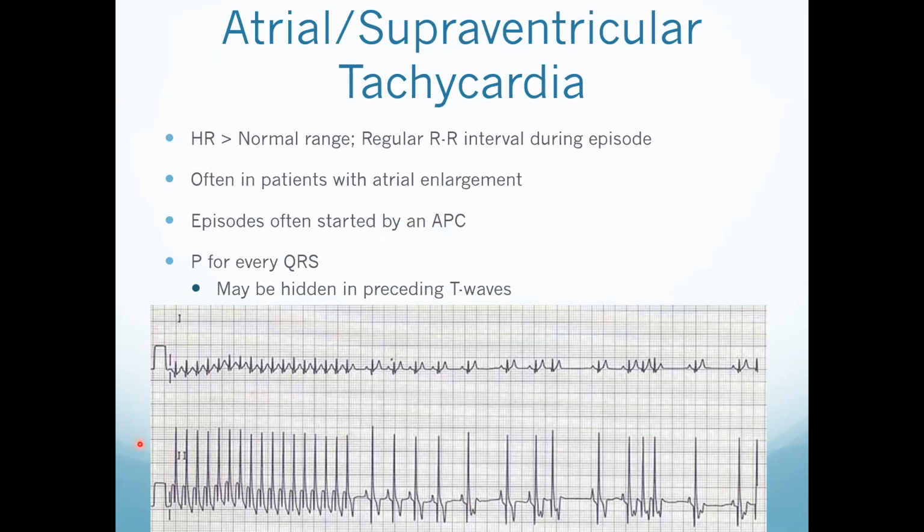Oftentimes there'll be one APC that starts a run and then the whole run will take off from there until it finishes. Now, compared to ventricular tachycardia, atrial tachycardia is usually fairly hemodynamically stable. A lot of patients will have atrial tachycardia, but they'll still be walking around, so they're not quite as emergent as ventricular tachycardias can be.